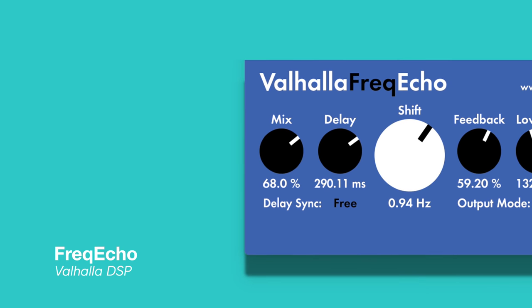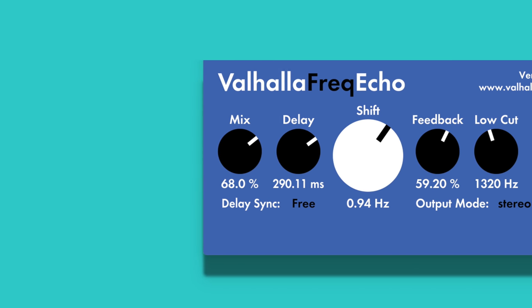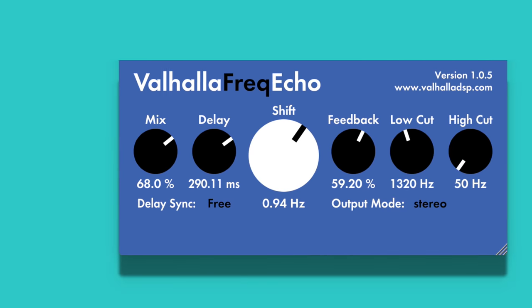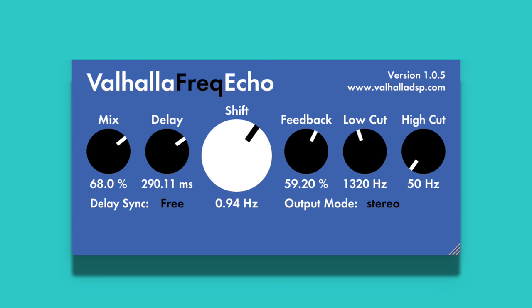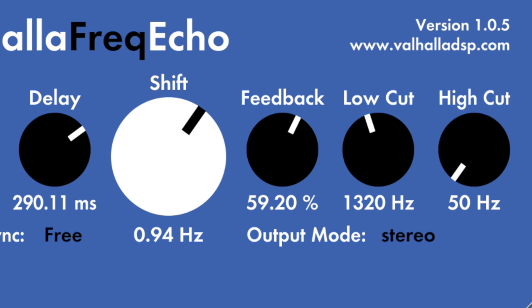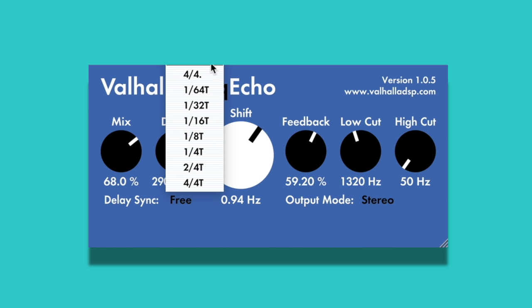So the other plugin I'd recommend by Valhalla DSP is FreqEcho, short for Frequency Echo. And this is actually, I think, their original plugin. This is a simple but very solid sounding echo plugin that's gonna give you low cut and high cut controls for the feedback path. It also has tempo controls, which will allow some nice rhythmic variations on your echoes.